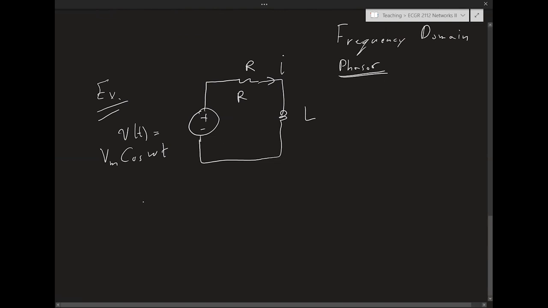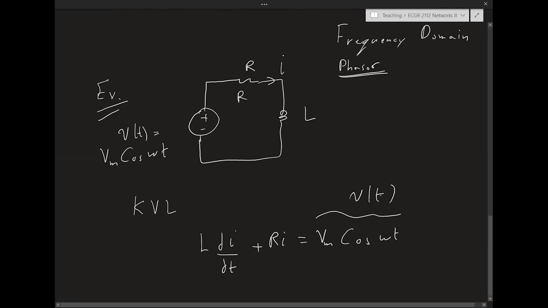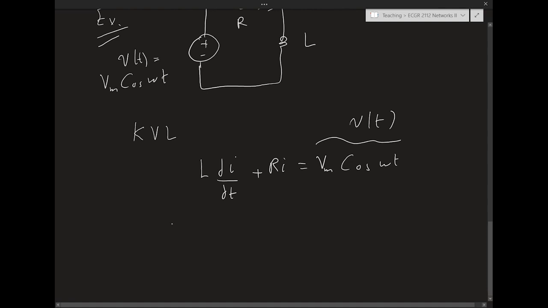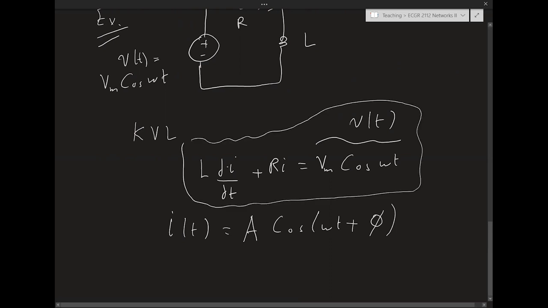So we can get the differential equation using KVL. The differential equation is simply L di by dt plus Ri equals Vm cosine omega t. This is V of t. Right? And we said that the response is going to be something that matches the forcing function. So let's write the response in general. The response in general is going to be some magnitude A, a cosine function, omega t, and it could have some phase phi. It doesn't have to match it exactly. It only matches it in form. Using this differential equation, now we want to see if we can solve for A and phi, because once we solve for A and phi, we have identified the response completely.